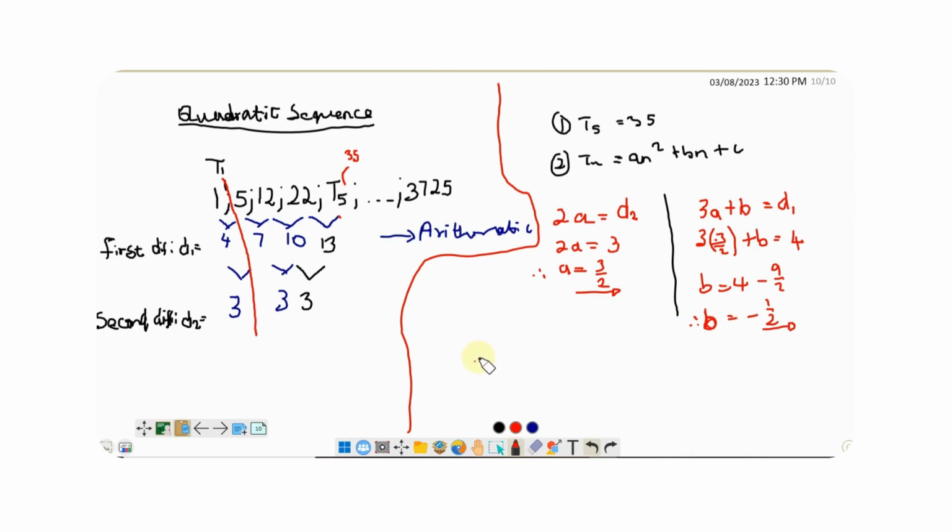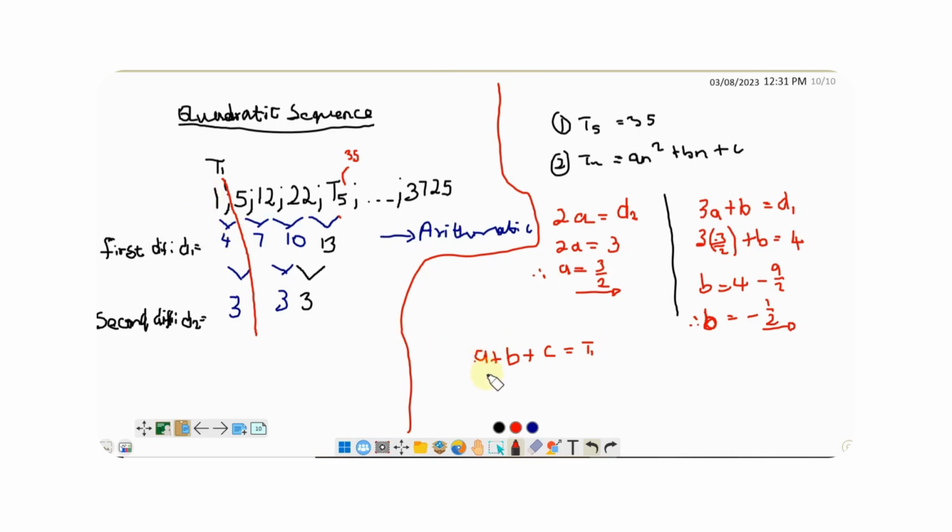Then the last thing to find now is c. So to find c, we go to term 1. We use the value for term 1. We have used D2 to find a, we have used D1 to find b, and now we use the term value to find c. So to find c, you're gonna say a plus b plus c equals the term value, term 1.